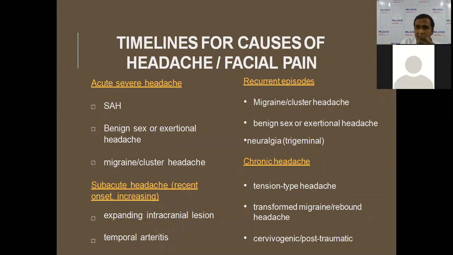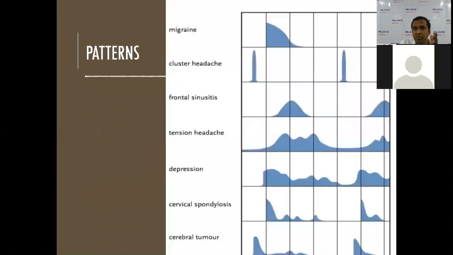Trigeminal neuralgia can very rarely present with pain around the face. Chronic headache can be because of tension type, transformed migraine or rebound headache, and very rarely cervicogenic causes can cause a headache. So you need to know the time. The onset is very important. The duration of the pain is also very important. And then you have the patterns.